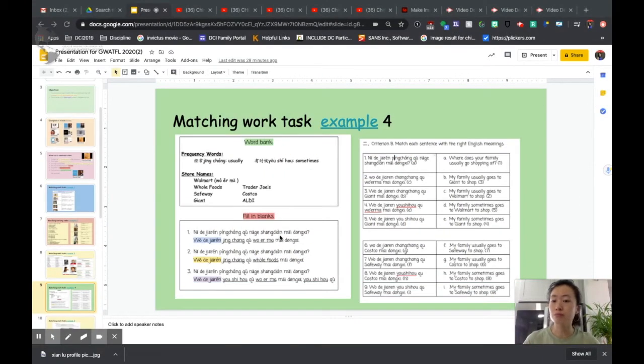Those sentences are comparatively longer. So you want to make sure students' affective filter doesn't get shut down. So that's why you put a word bank for them, for their reference, okay?